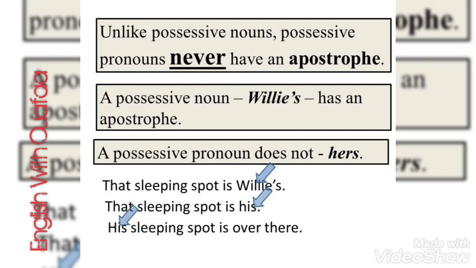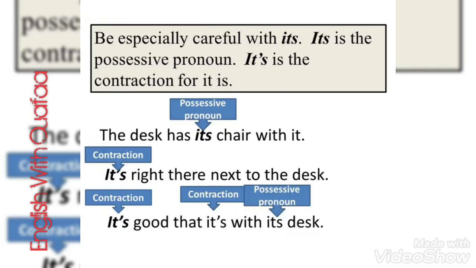Unlike possessive nouns, possessive pronouns never have an apostrophe. A possessive noun, like Willie's, has an apostrophe. A possessive pronoun doesn't, like hers. The sleeping spot is Willie's. That sleeping spot is his. His sleeping spot is over here. Okay? In number one, there is an apostrophe, but in number two and number three, we don't have an apostrophe.